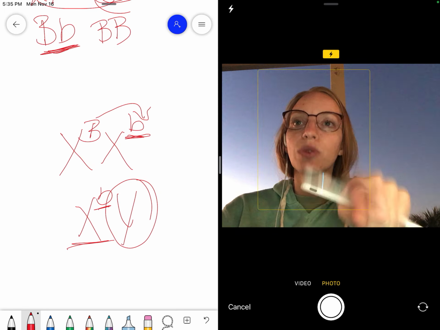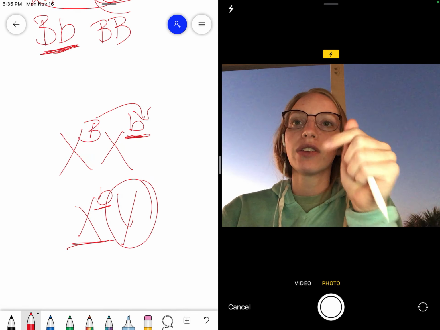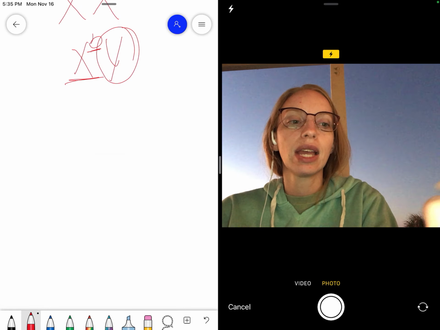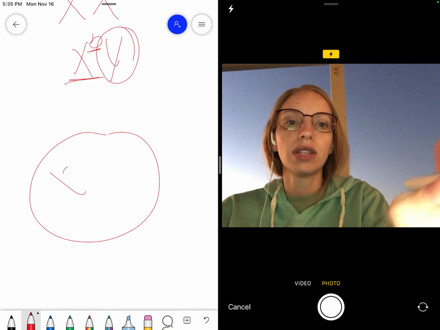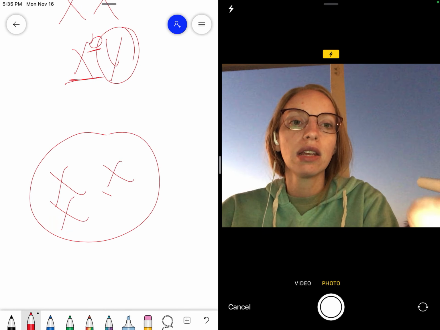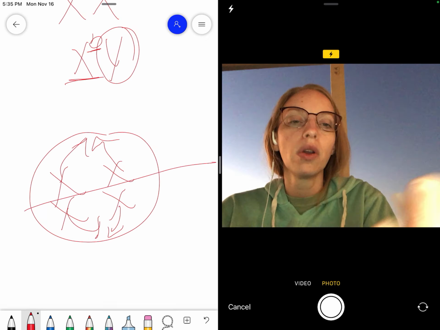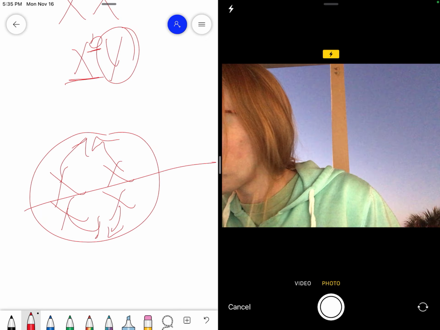But independent assortment is when a pair of alleles will separate independently during the formation of gametes, and that's all that it's saying, is those tetrads. So you have a set here, you have a set here, you have a set here, you have a set here. These will go to this side, and these will go to this side when you form your gametes, so you end up splitting them up.